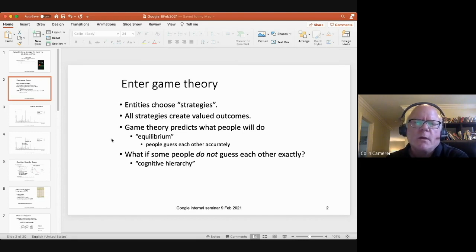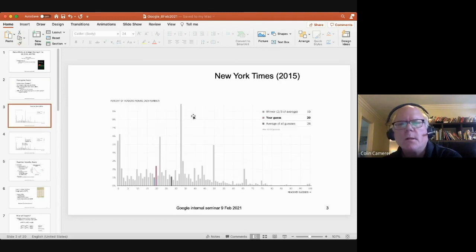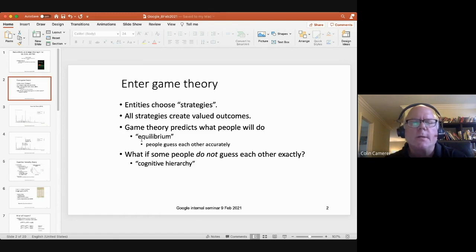So another branch, behavioral game theory, that I have contributed a lot to, and many others, of course, is designed to explain what happens if some people do not guess each other exactly correctly. And we use an approach called cognitive hierarchy. So let me start with a baby example. I better tell you what it is, and I'll show you some data.